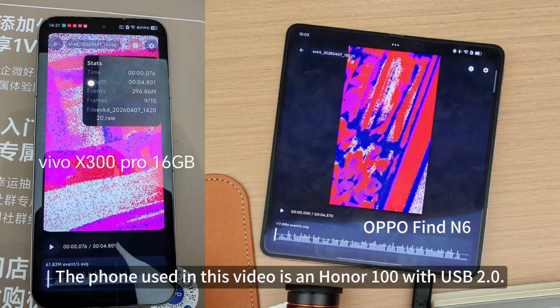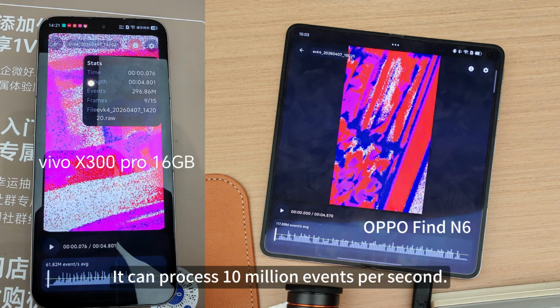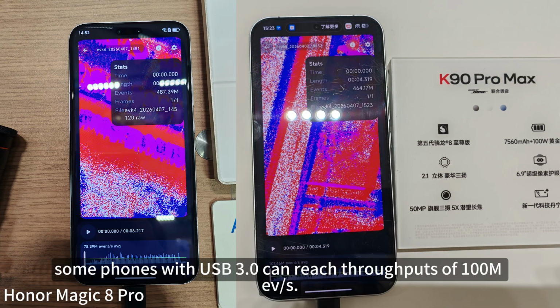The phone used in this video is an Honor 100 with USB 2.0. It can process 10 million events per second. In our tests, some phones with USB 3.0 can reach throughputs of 100 million events per second.